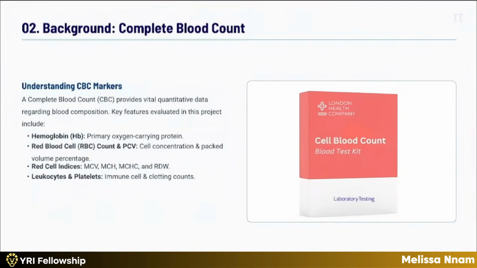So this is the background. Using a complete blood count provides vital quantitative data regarding blood composition. Key features evaluated in this project include hemoglobin, the primary oxygen carrying protein, red blood cell count and PCV, cell concentration and packed volume percentage. Red cell indices, MCV, MCH, MCHC, and RDW, leukocytes and platelets, immune cell and clotting counts.